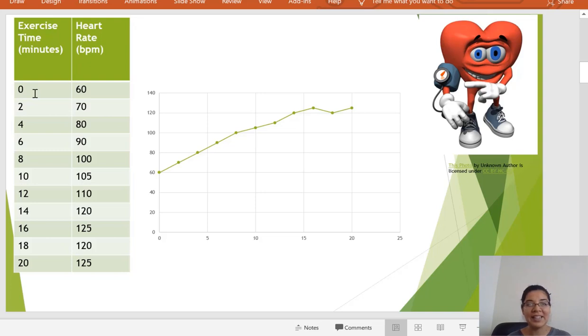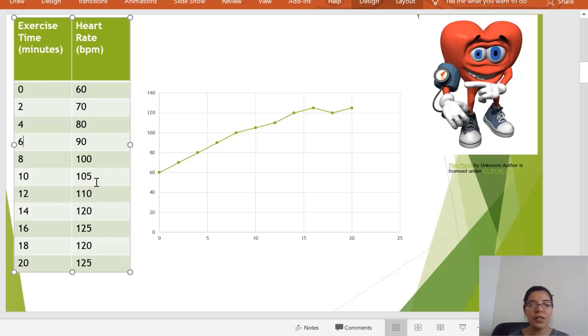Exercise 2 minutes, the heart rate goes up. This table shows you that it went from 60 beats per minute to 70 beats per minute. At 4 minutes, now you're exercising 4 minutes, the heart rate's going up to 80. 6 minutes, 90, etc. How could we represent this data as a table now and look at it graphically?